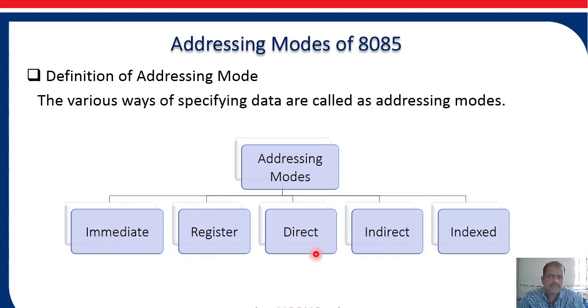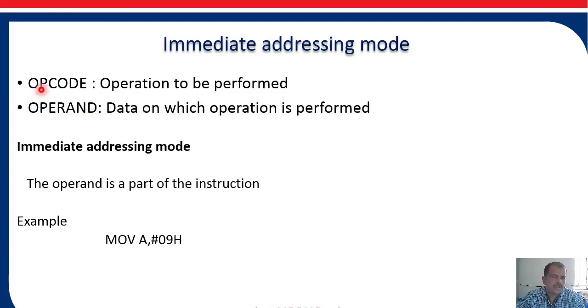Before going to the details of these addressing modes, we need to know two terms. First is the opcode. Opcode is the operation to be performed. And second is the operand. And operand is the data on which the operation is performed. So, if we take an example, MOV A, #09, MOV A is the opcode, that is the operation to be performed, and the data on which the operation is performed is 09. So this is the operand.